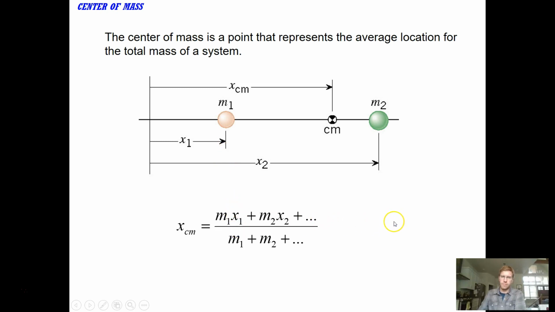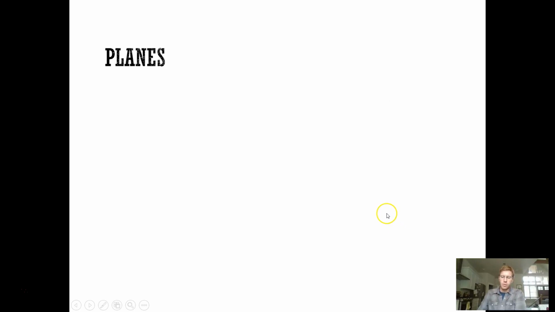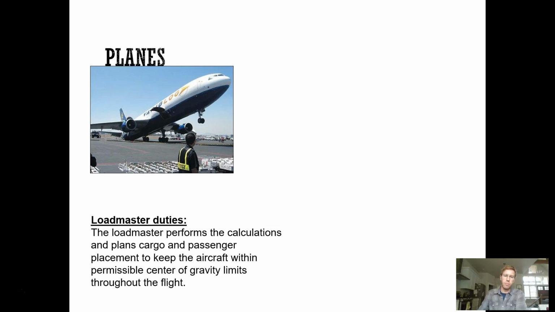Okay? So I wanted to give you some examples of this idea of base of support needing to be under the center of mass, part of why we care about what the center of mass is. When it comes to loading airplanes, there are people whose job it is, and this applies primarily to cargo planes, known as the load master, and their job is to know where the center of mass is at all times, because when you have an airplane that's supported by just 3 little wheels, you have a set base of support that's relatively small.